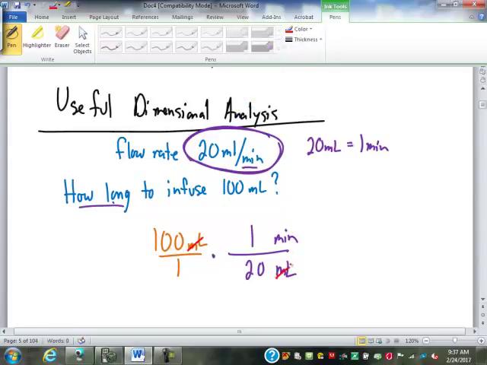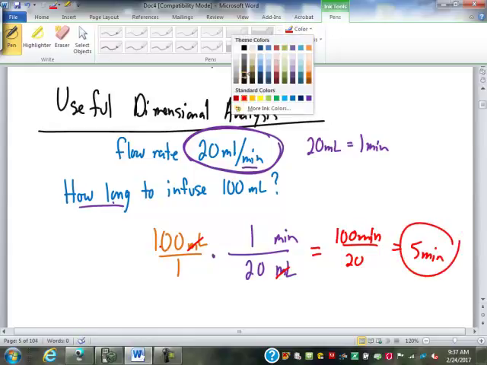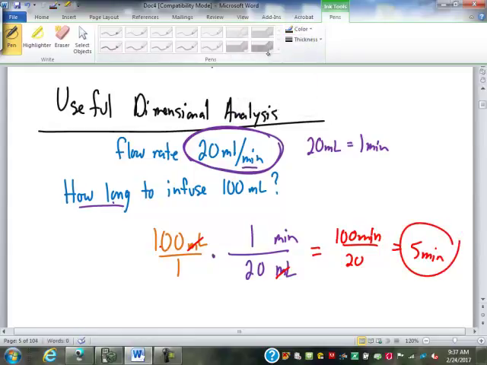The milliliters cancel out. 100 times 1 minute is 100 minutes. 1 times 20 is 20. And now we just reduce the fraction. Dividing out by 20, that's 5 minutes. That's a useful form of dimensional analysis. In our next unit on dosage calculations, we will use that a lot.